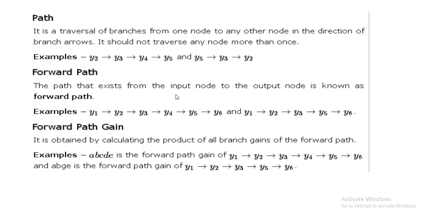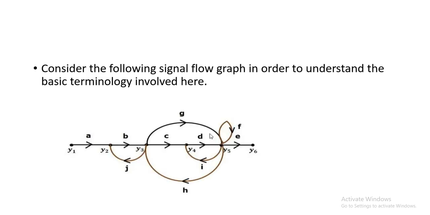Now, what do you mean by forward path gain? It is very simple. It is obtained by calculating the product of all branch gains of the forward path. Now we have located these two forward paths, and we have to calculate the gain of this first forward path and the gain of this second forward path. So what will be the gain of this first forward path? That is y1, y2, y3, y4 and y5, y6. That is nothing but the branch gains multiplication.